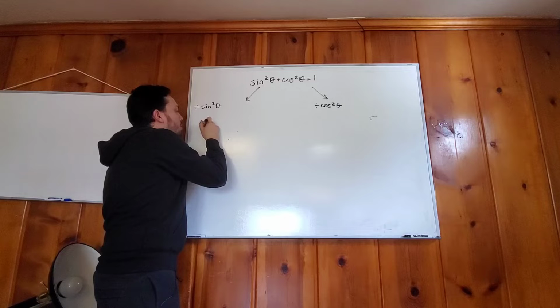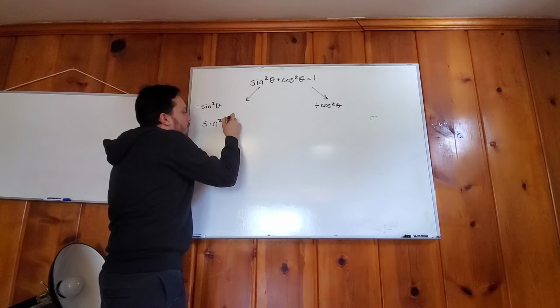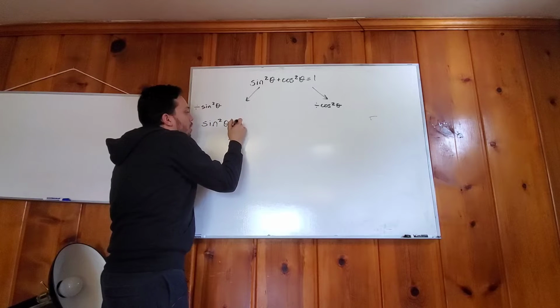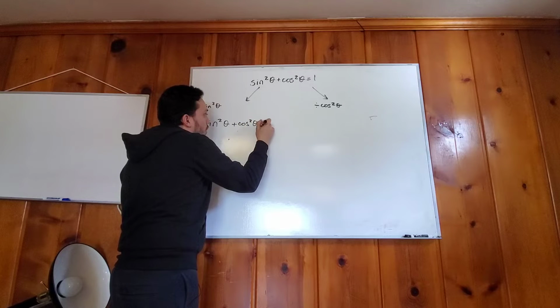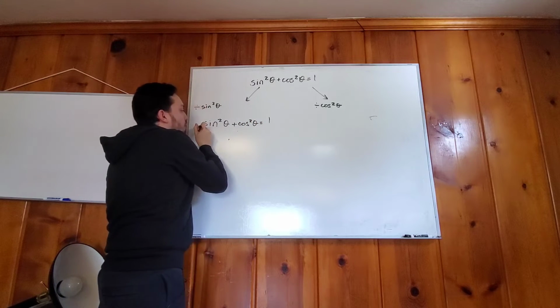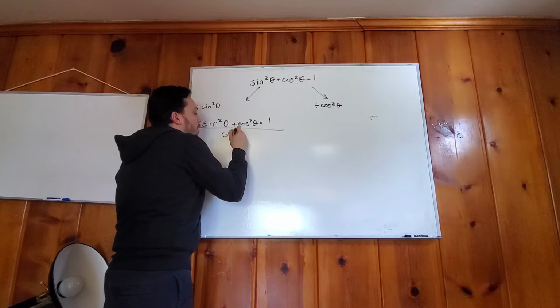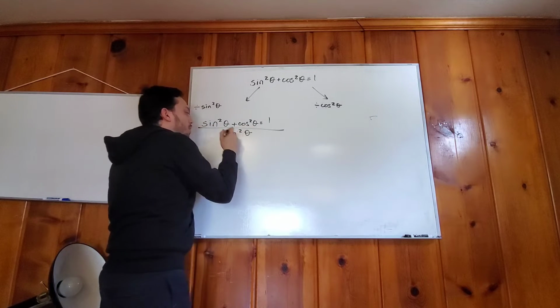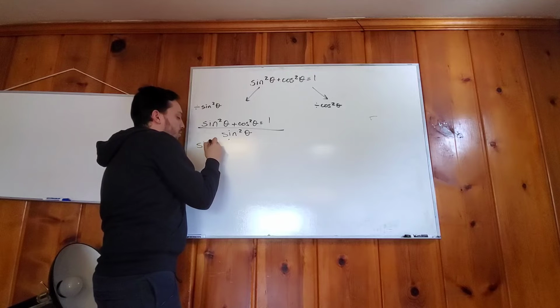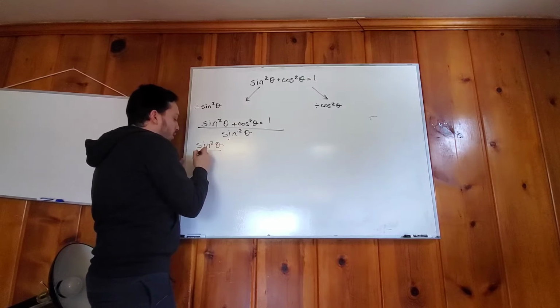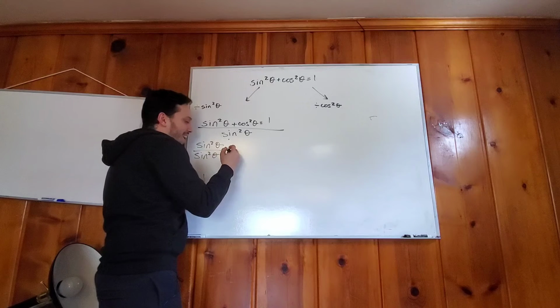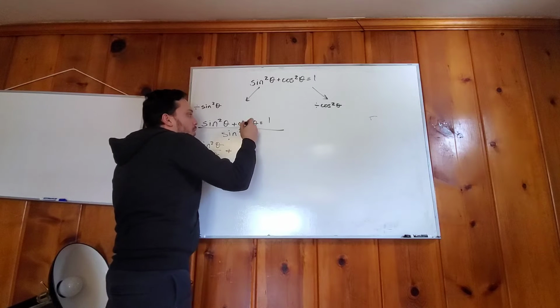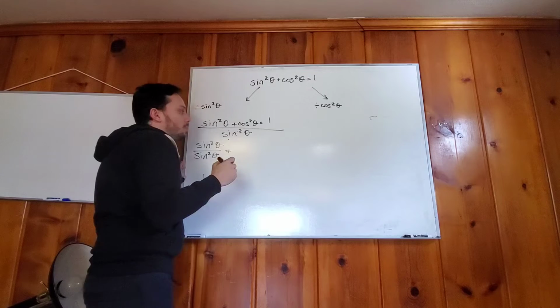So we're going to have sine squared theta plus cosine squared theta equals 1. If I divide everything by sine squared theta, sine squared theta divided by sine squared theta is going to give us 1. Yay. And then we have plus cosine squared theta over sine squared theta.